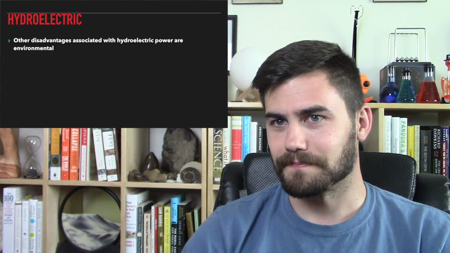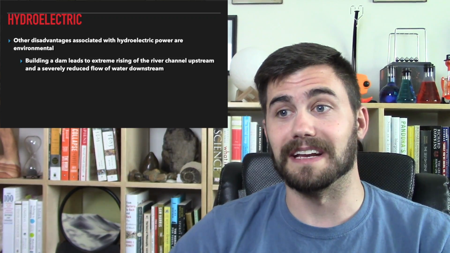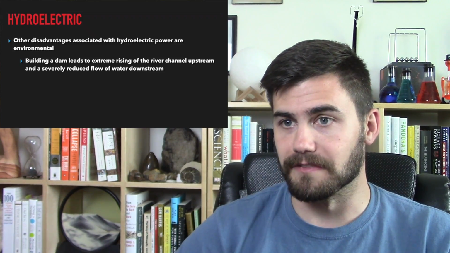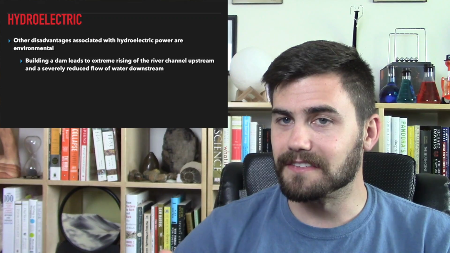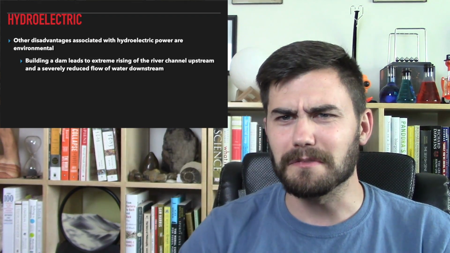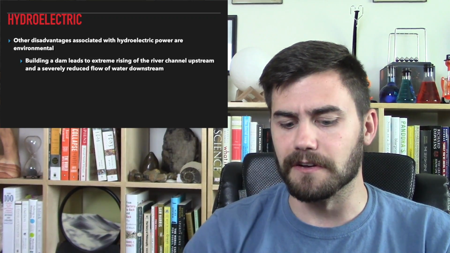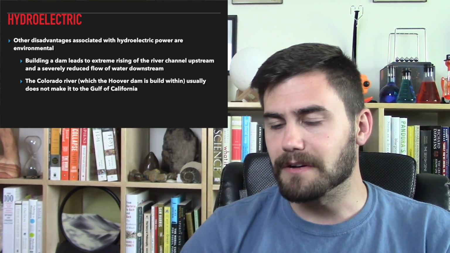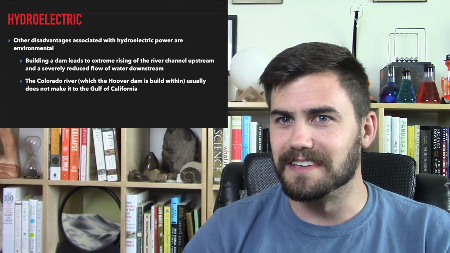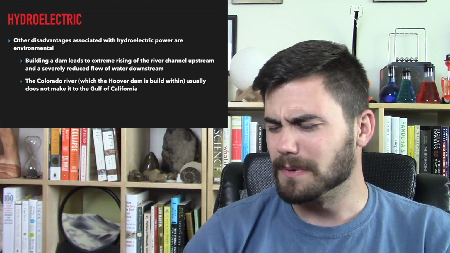So, moving on. Other disadvantages are environmental. Building dams floods huge portions of a river, and that disrupts ecosystems upstream, but also downstream. The amount of water that flows out of a dam is severely reduced. As a matter of fact, the Colorado River most years never actually reaches the ocean, which is really bizarre to think of.